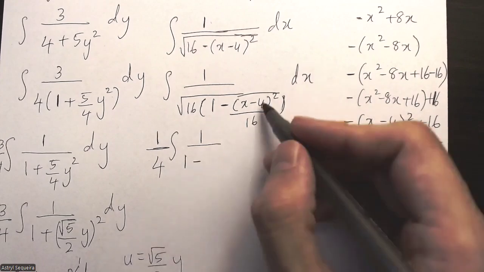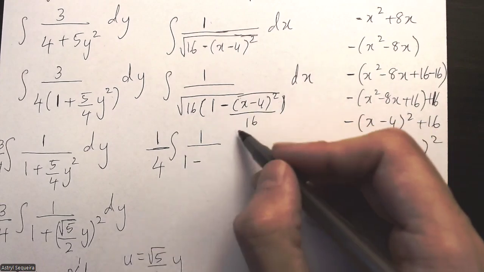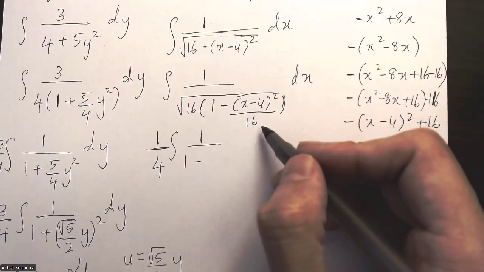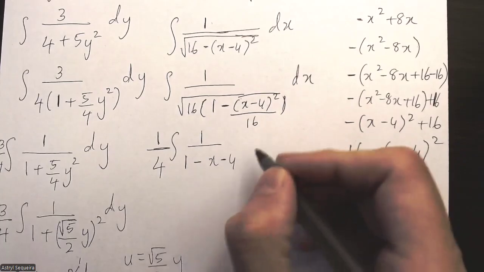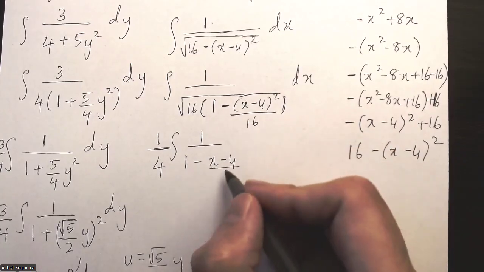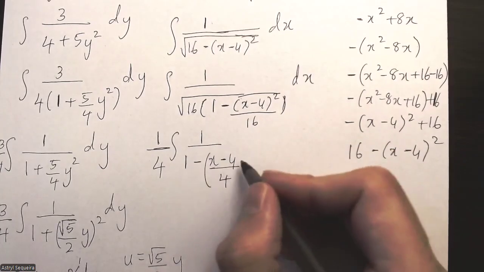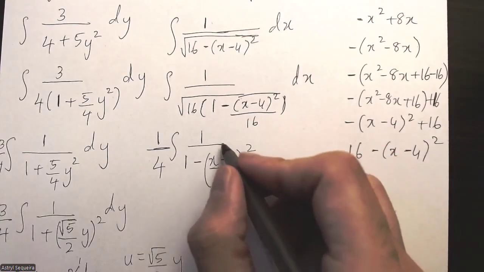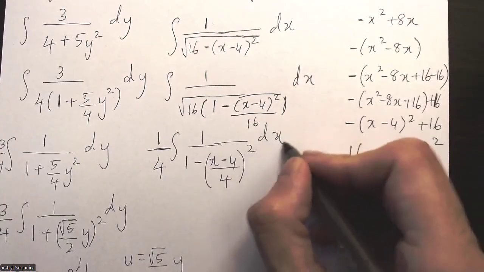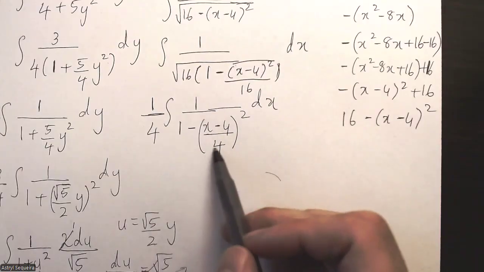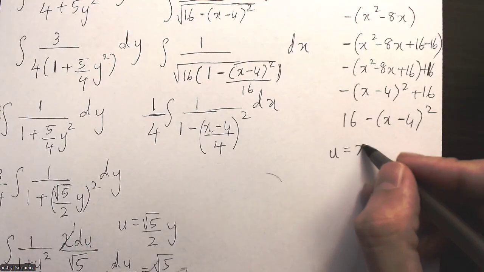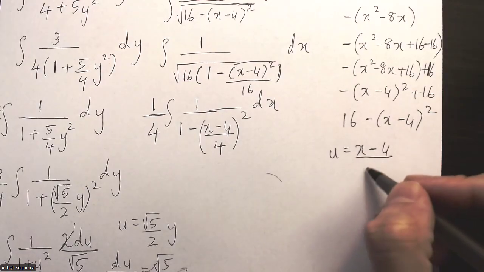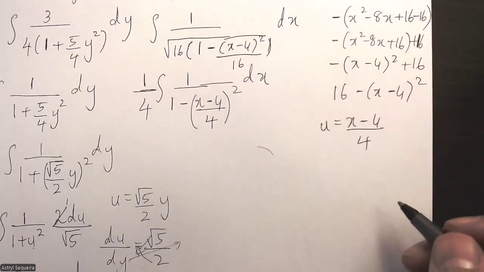The second thing I have to do is make sure that this whole term here is whole squared. So square root of x minus 4 squared, that's just x minus 4. Square root of 16, that's just 4. This thing always has to be whole squared before you can do u substitution. Then you want to just make u whatever's inside the bracket over here. So u equals x minus 4 over 4.